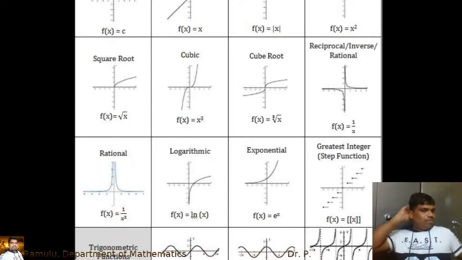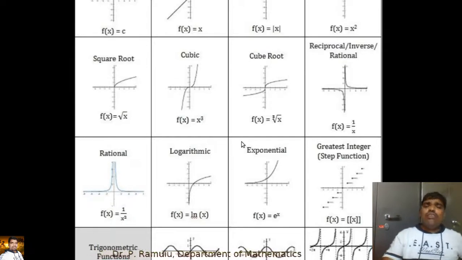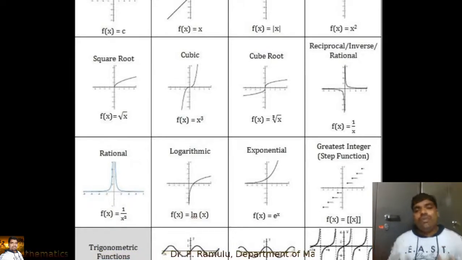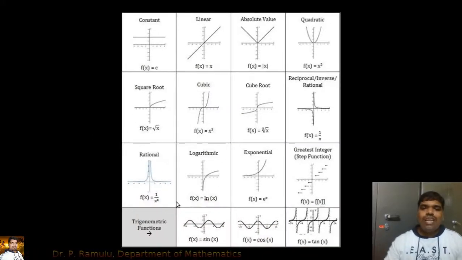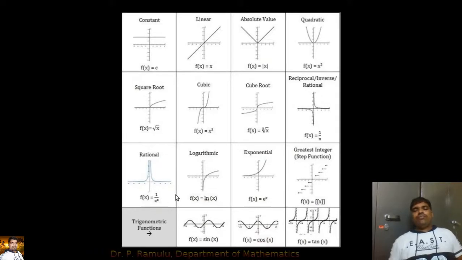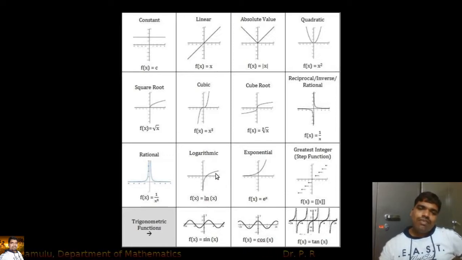Logarithmic function. Okay, if I define the function, what are logarithmic functions? A function of the form f of x equals log x, simply, right? A function of the form f of x equals log x is called a logarithmic function. Okay, the graph of the curve looks like this.